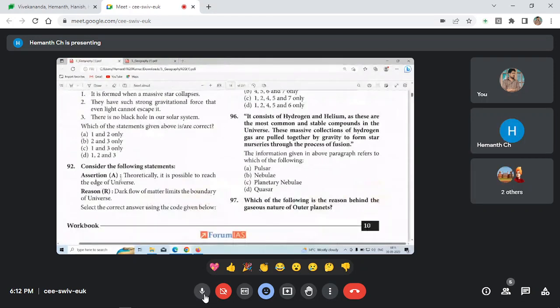Assertion: Theoretically, it is possible to reach the edge of the universe. Reason: Dark flow matter limits the boundaries of the universe.